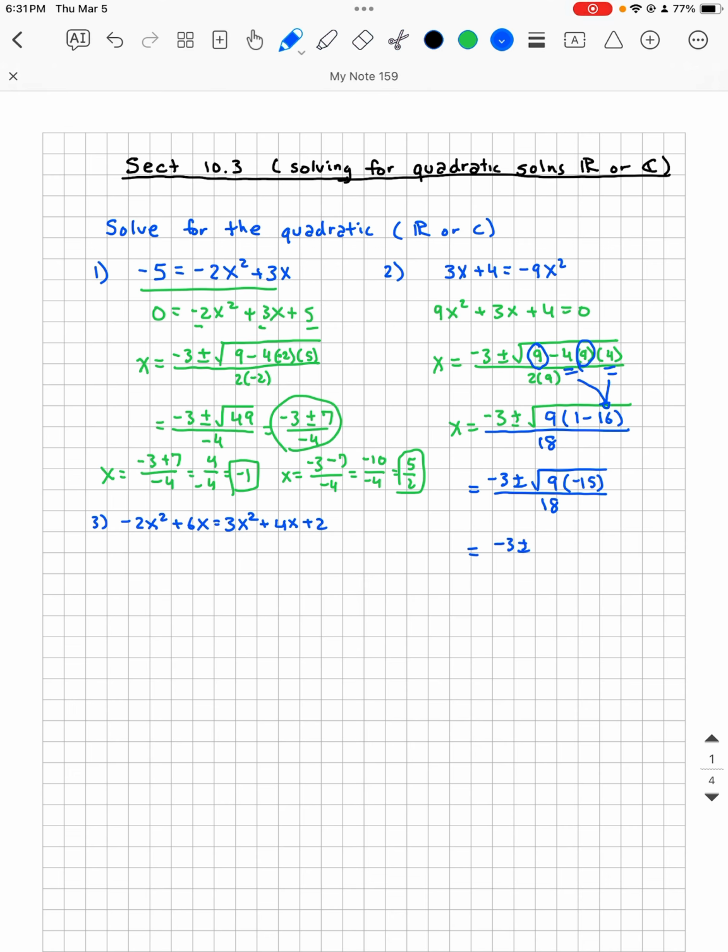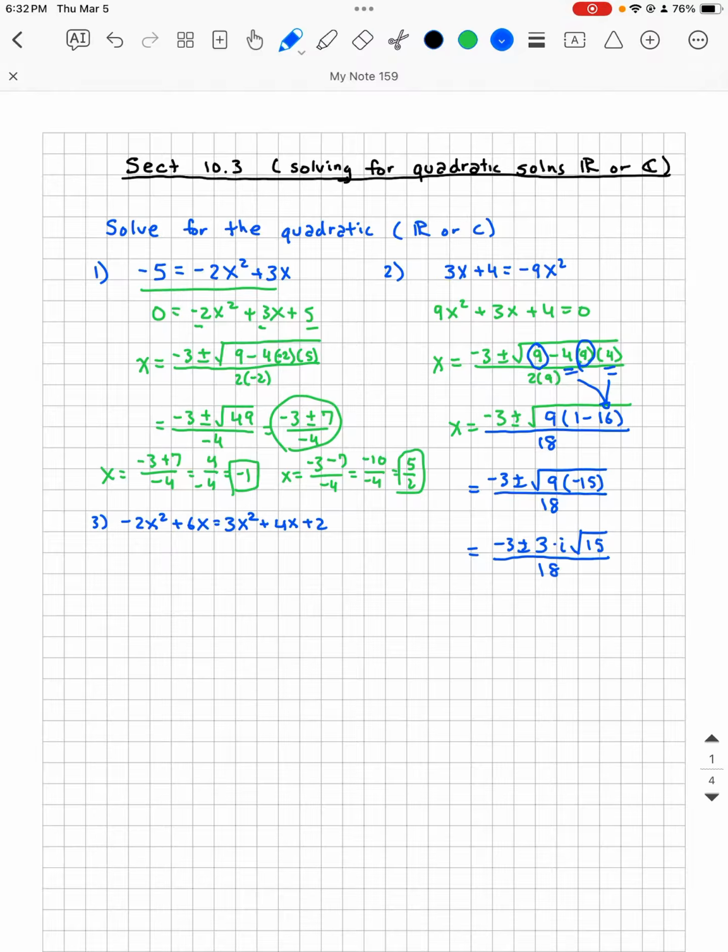-3 plus or minus the square root of 9, that gives you 3, multiplied by the square root of -15, which I'm going to write as the following. I'm going to write it as the square root of 15, and the negative, I'm going to write that as i, because if you recall from the last section, i is supposed to be equal to the square root of -1. So that's where the i part comes in.